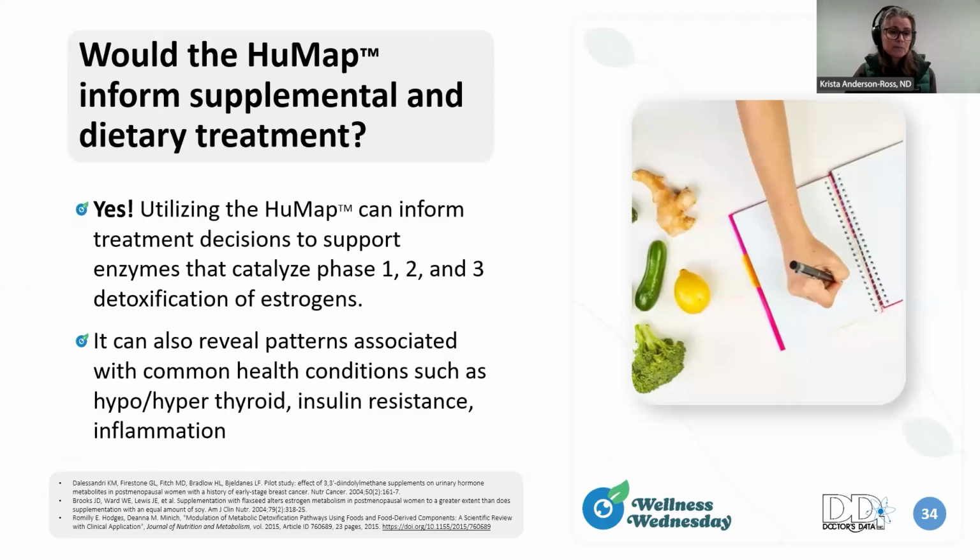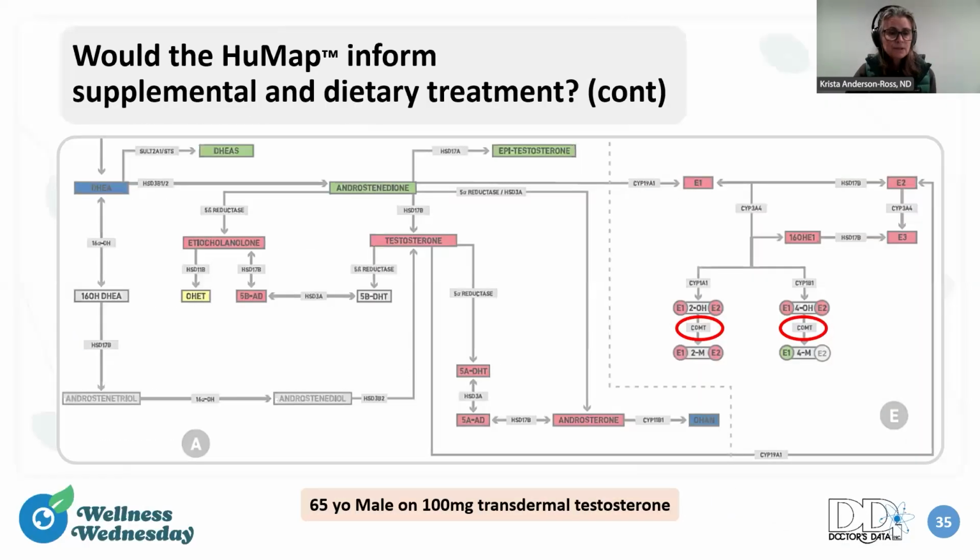It's also a great starting point for determining nutrient, herbal, and lifestyle recommendations to support the enzymes of detoxification pathways. It can also reveal patterns of metabolism-related health conditions, such as hypo or hyperthyroid, insulin resistance, and inflammation. So in the next couple of slides, I'm going to show you how the treatment guide is going to give you some different views of suggestions for dietary and nutrient support.